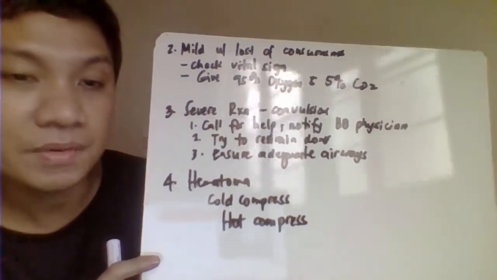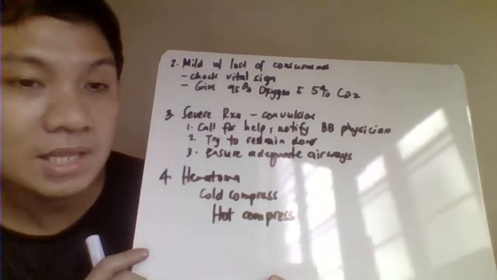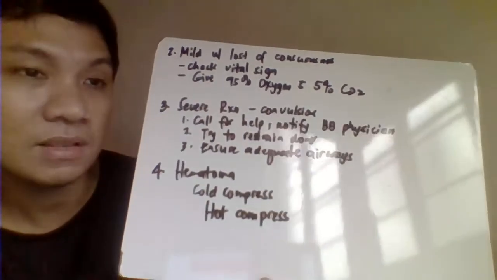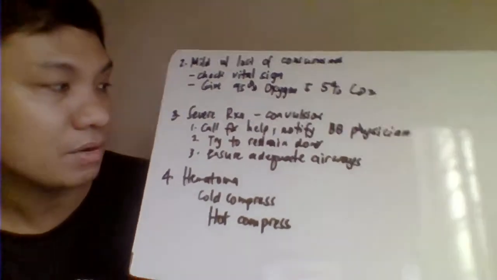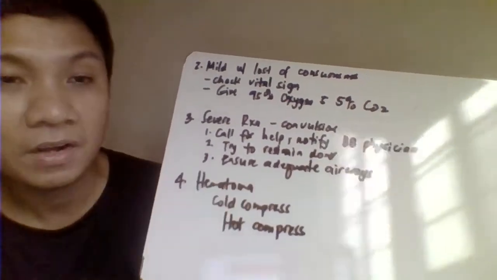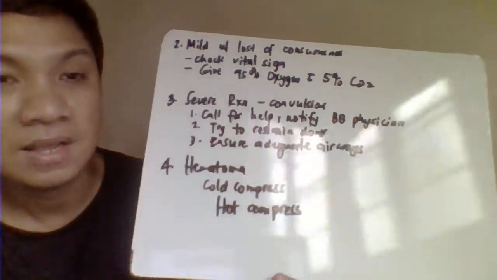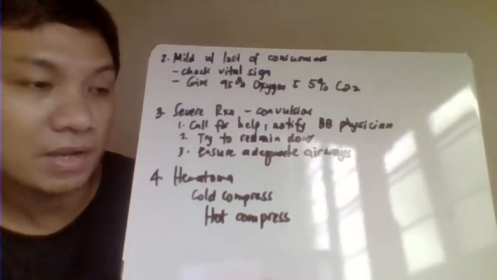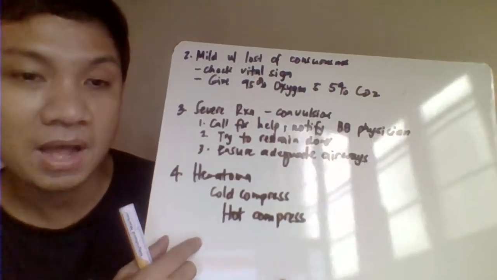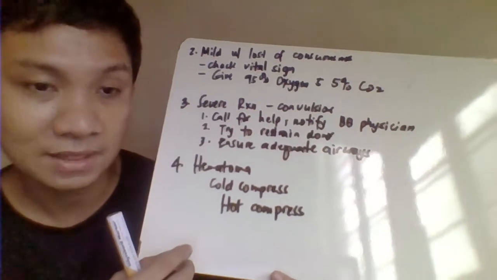Okay, mild with the loss of consciousness. So stop the venipuncture, withdraw the needle, notify your blood bank physician, give oxygen, 95% oxygen and 5% carbon dioxide. Severe reaction, convulsions. Okay, call for help for the assistance of the blood bank physician. Try to restrain the patient and provide also adequate airways. For the hematoma, cold compress to stop the bleeding and hot compress to lyse your clotted na blood.